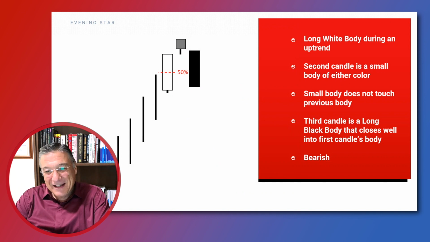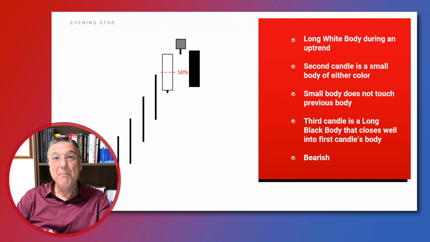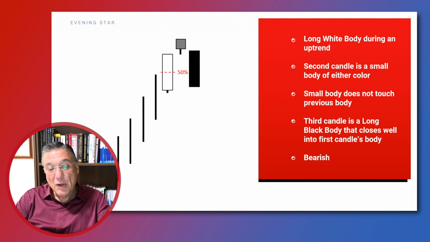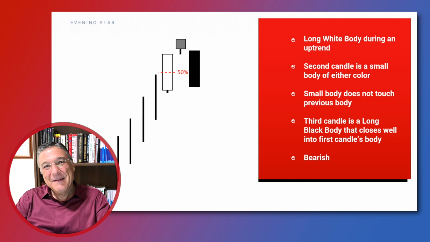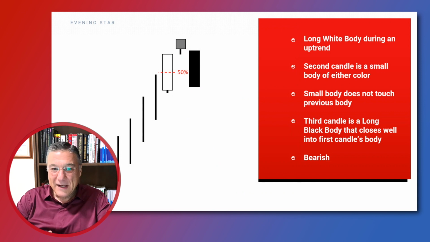Good. And the third candlestick is a long black body that closes well, and more specifically below, the midpoint of the first candlestick, the first long white body. And this gives this pattern a bearish implication. Very good. Let's go through a real chart to identify our reversal pattern.